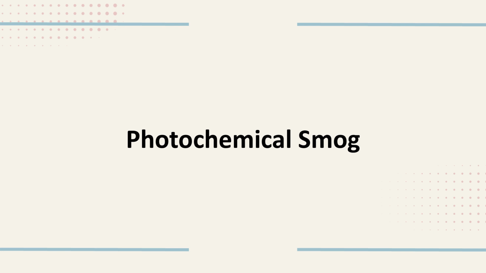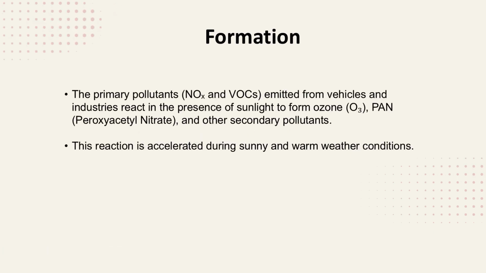Photochemical smog is a type of air pollution formed when sunlight reacts with nitrogen oxides and volatile organic compounds in the atmosphere. It is common in urban areas with heavy traffic and industrial activity. Photochemical smog forms when nitrogen oxides and volatile organic compounds react under sunlight, producing ozone, PAN, and other harmful pollutants.